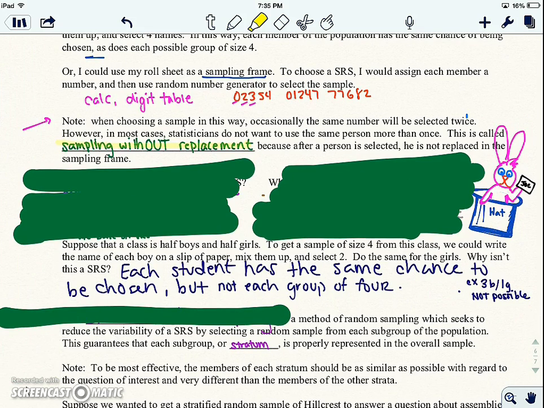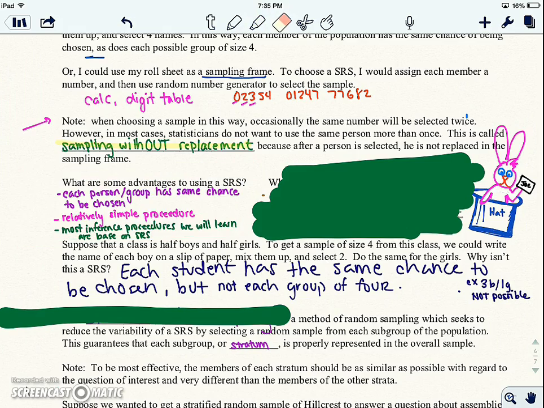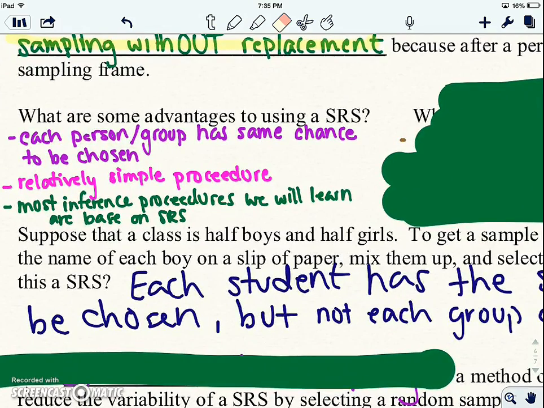Okay, so let me give you some advantages and disadvantages. Some advantages: each person or group has the same chance of being chosen. It's a relatively simple procedure. Okay, it's like sticking everybody's names in a hat and drawing them out. And most inference procedures we'll learn in quarter 4 are based on a simple random sample.